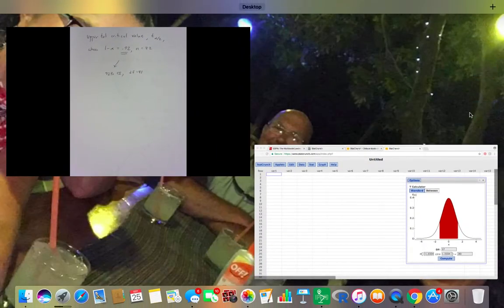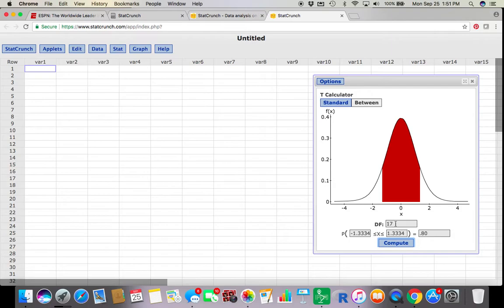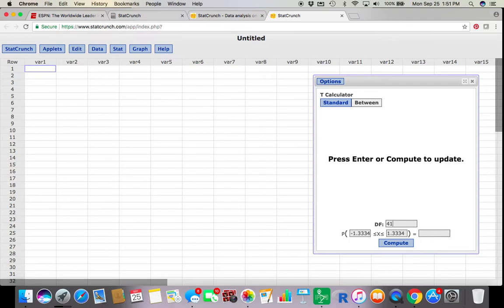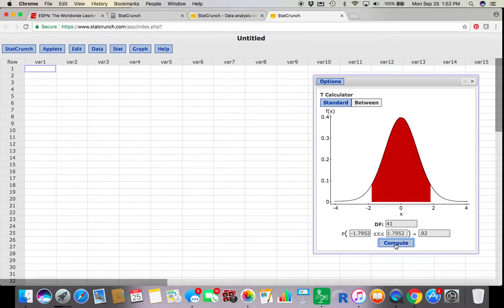So guys, I'm going to go to StatCrunch. My degrees of freedom is 41. I want my area in the center to be 0.92. Look at the positive only. So my positive T critical is 1.7952.